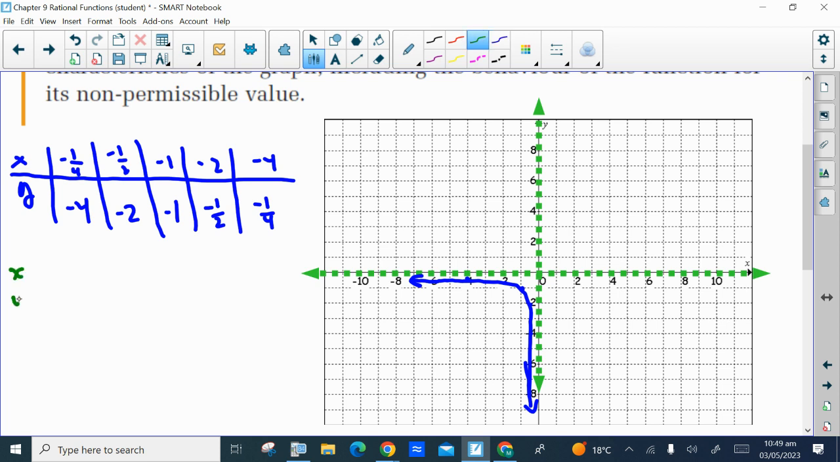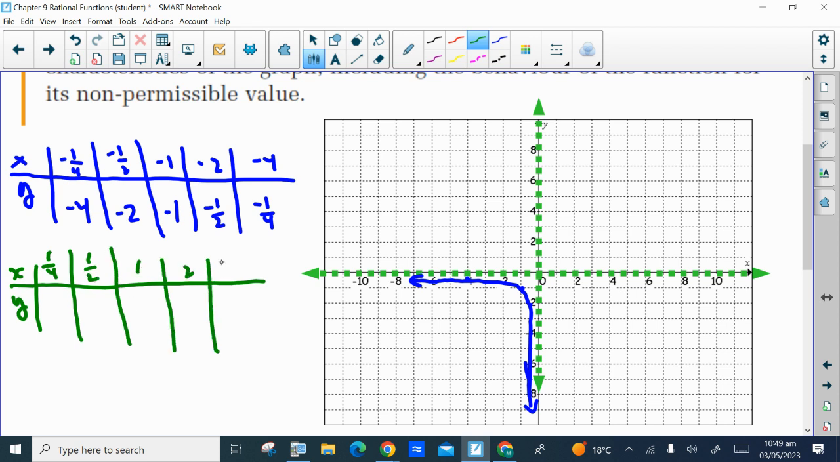To get the other branch, we will choose positive values of x. Maybe positive a quarter, positive a half, positive 1, positive 2, and positive 4. So 1 divided by a quarter will be 1 times 4 over 1. 1 divided by a half will be 1 times 2 over 1. 1 divided by 1, 1 divided by 2, 1 divided by 4. As x gets smaller and smaller, as x approaches 0, the values of y will get bigger and bigger. They will approach positive infinity.